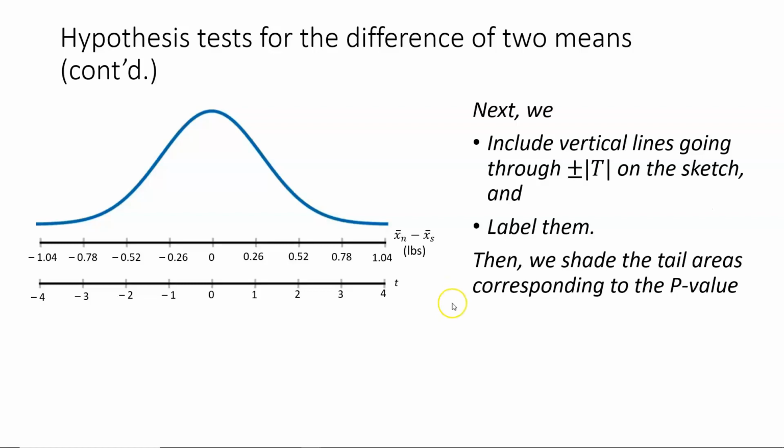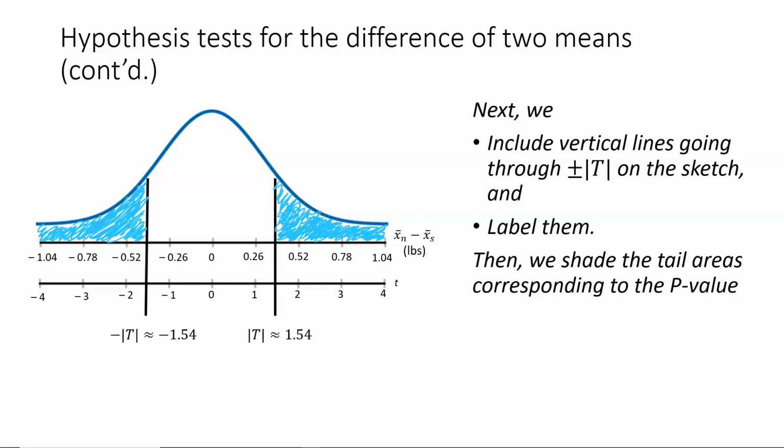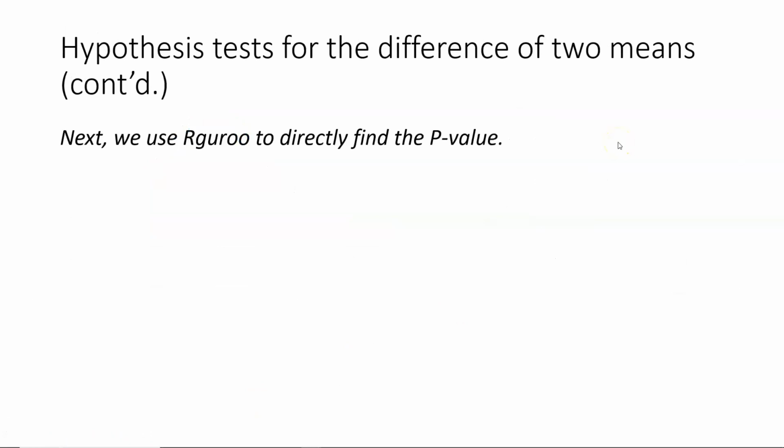Next, I'm going to go ahead on my sketch and include vertical lines going through plus and minus capital T, absolute value of T, excuse me, and then I labeled those values on the sketch. And then the last thing I'm going to do for the sketch at this point is shade the tail areas corresponding to the p-value. Now that we've drawn the vast majority of what we need for our null distribution sketch, the next thing we need to do is to find the value for the shaded areas under the curve that we just shaded on that sketch. That is, we need to find the capital P or probability value. We'll use our guru to do so.